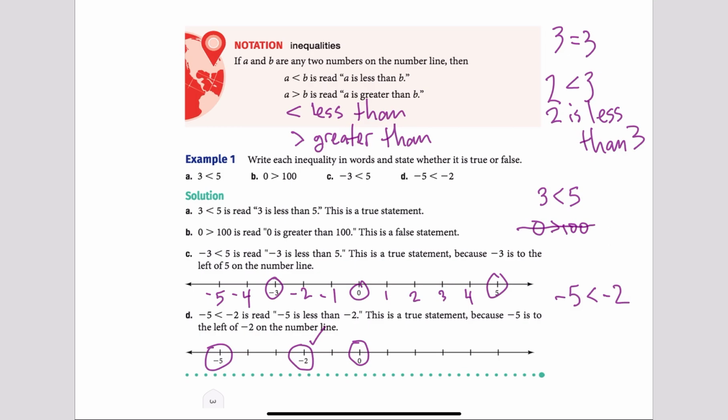Now that also means we can turn it around. -2, but instead of less than, now the symbol has to continue to face whichever way it was facing. So if it's facing the larger number here, it has to continue facing the larger number there.